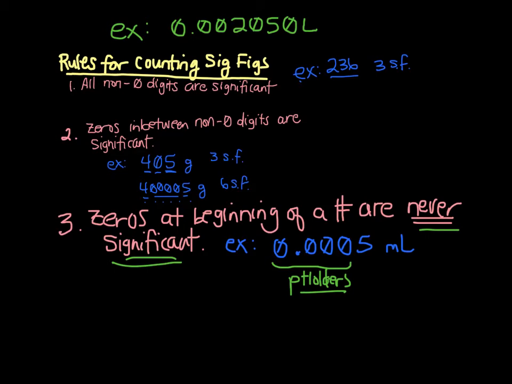So the only digit in this number that would be considered a significant digit is this 5. So this number has 1 sig fig. And a little rule that I like to use is I put the number in scientific notation. So if I move the decimal to here and put it into scientific notation, then I get 5 times 10 to the negative 4. And notice that all those zeros dropped off, which means they were just placeholders. So I only have 1 sig fig.